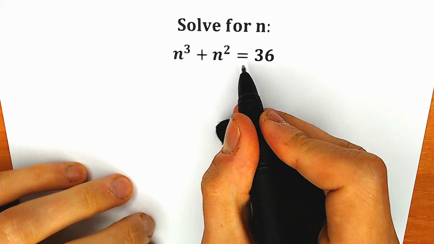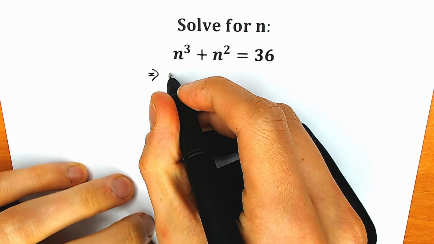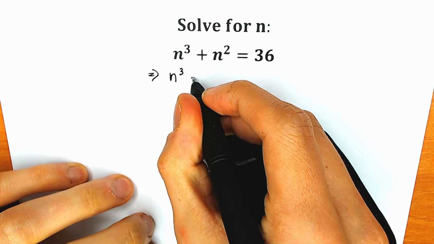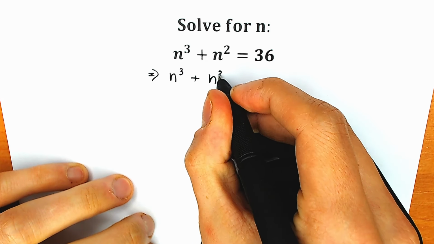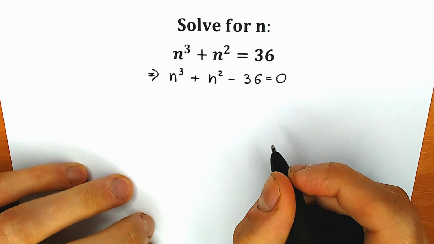First of all, this 36 can be written on the left side. So let's start with it. We will have n cubed, so the same beginning, n cubed plus n squared minus 36 equals 0. So this is our first step.